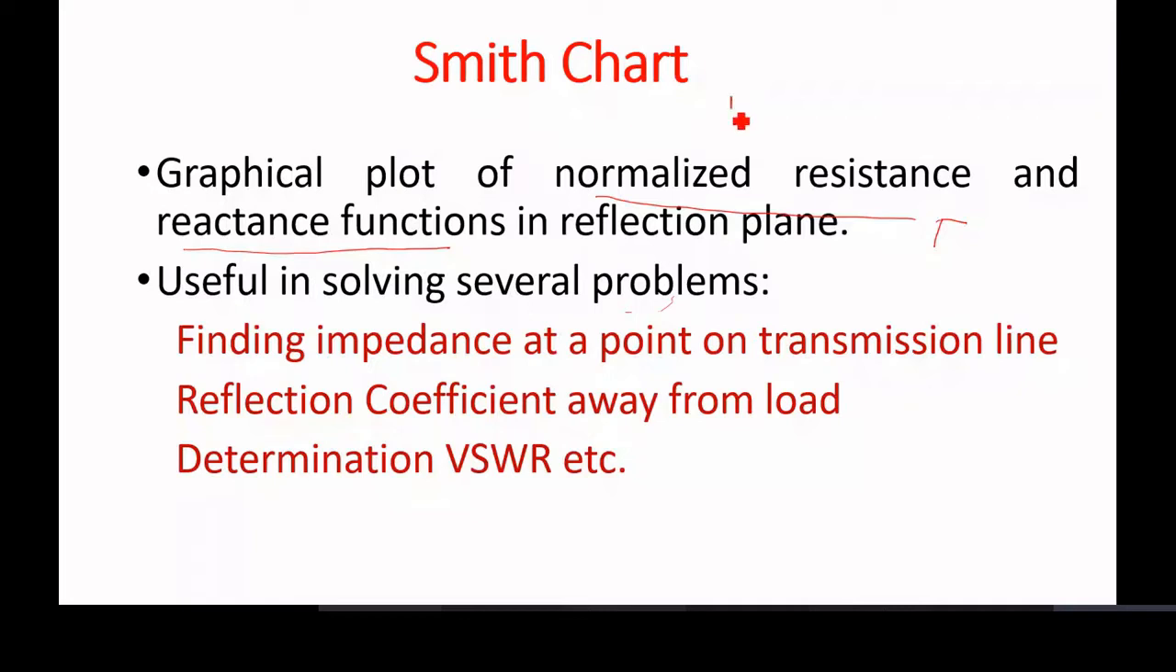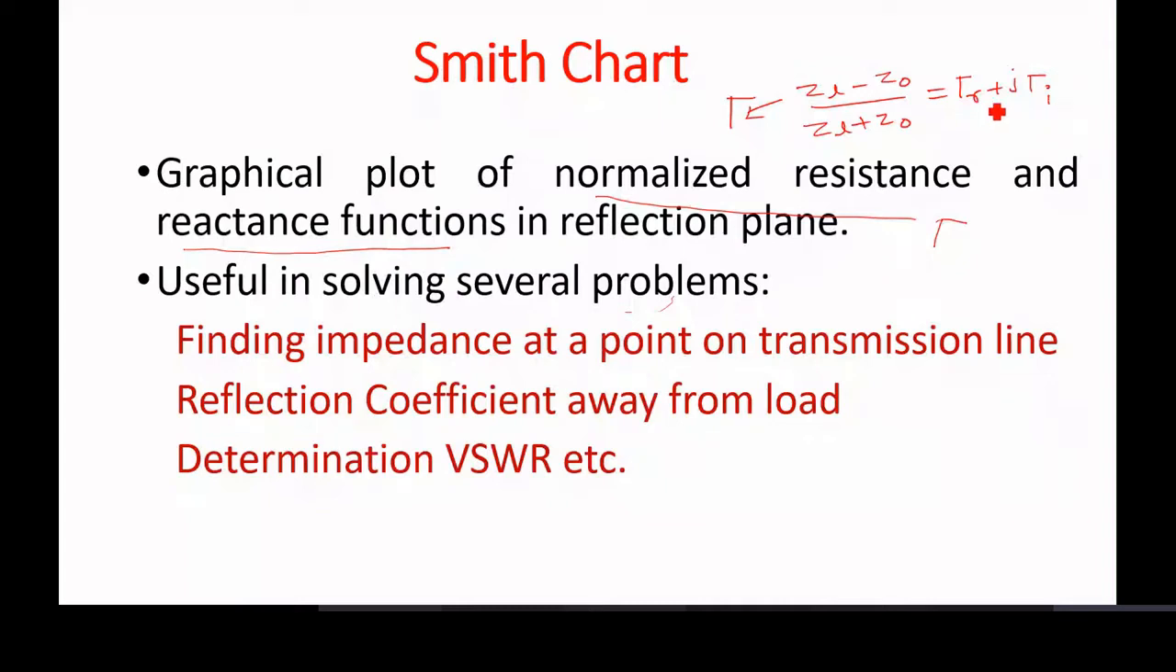Gamma can be written as a complex quantity, right? Gamma is a complex quantity, ZL minus Z naught by ZL plus Z naught. So when these impedances are complex, gamma is nothing but a complex quantity, so gamma can be written as gamma real plus j gamma imaginary.